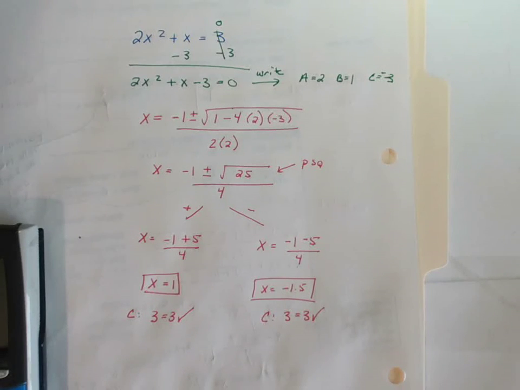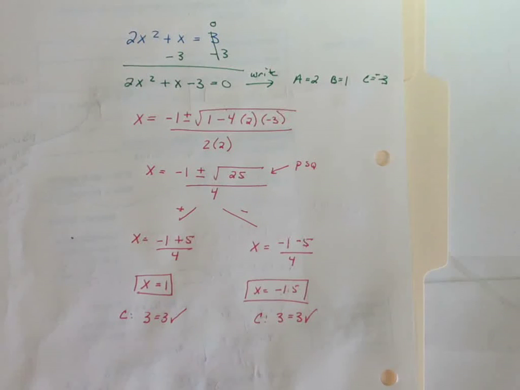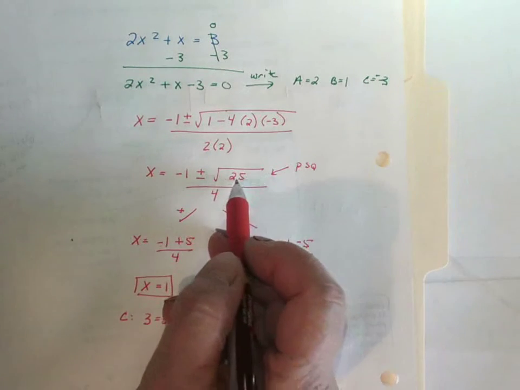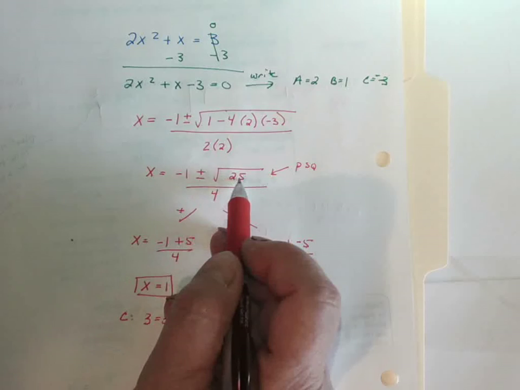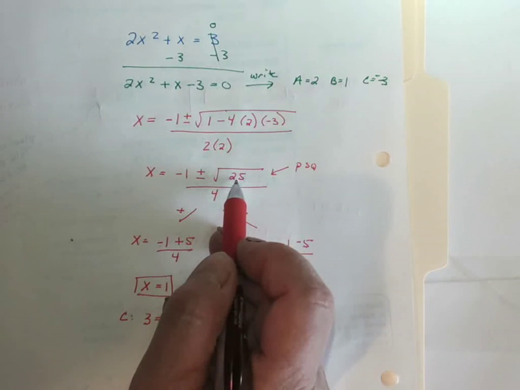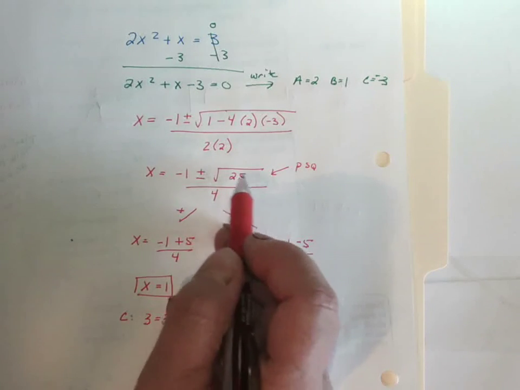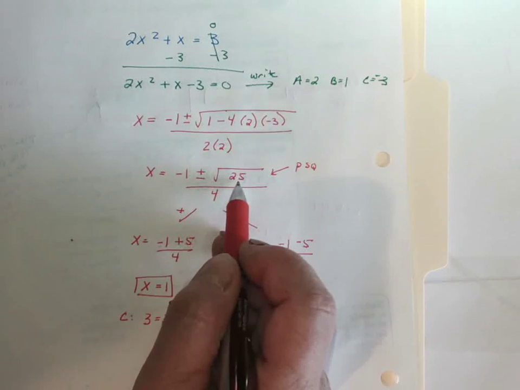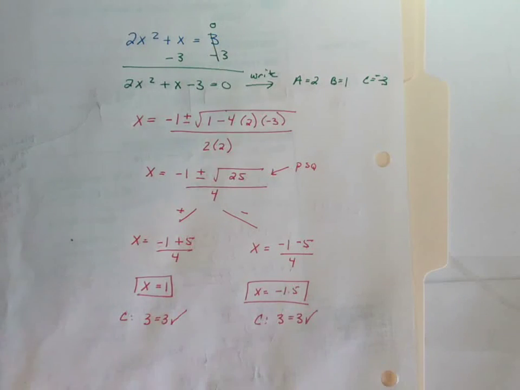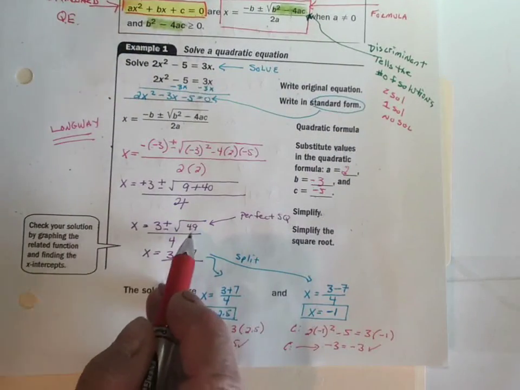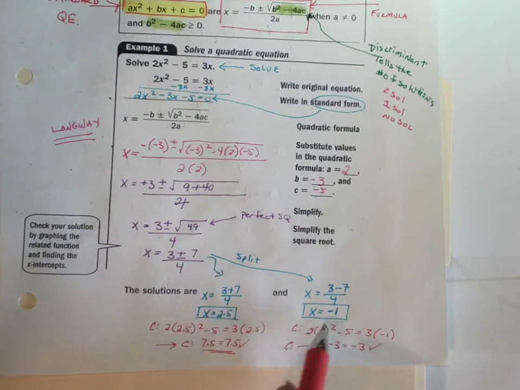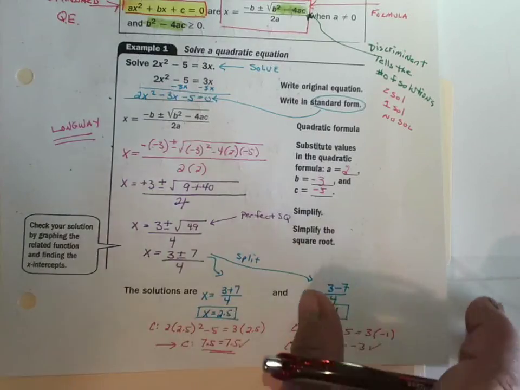Okay, so you notice that there are 2 solutions for each of these problems. And the reason there are 2 solutions for each of these problems is this number under the square root is a positive number greater than 0. So if this is greater than 0, you're going to get 2 solutions. This number right here, the discriminant, is greater than 0. You got 2 solutions.